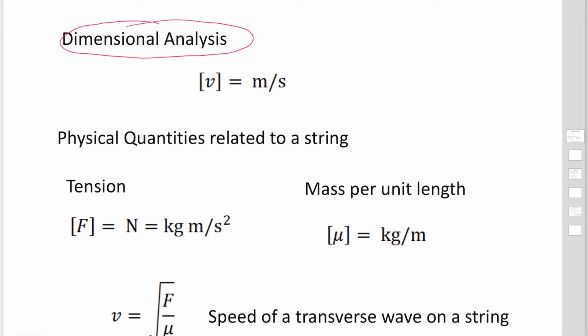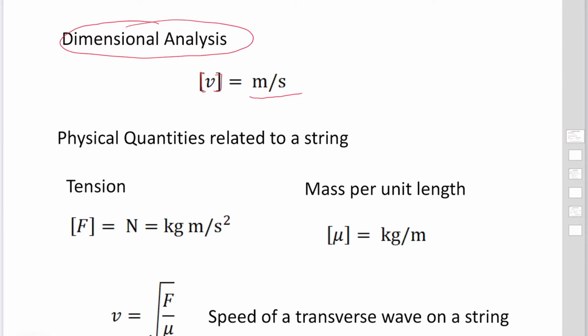At first, we'd like to find out the dimensions of the speed of our waves. To describe the dimensions, we use these symbols. So V, the dimension of V, is meters per second.